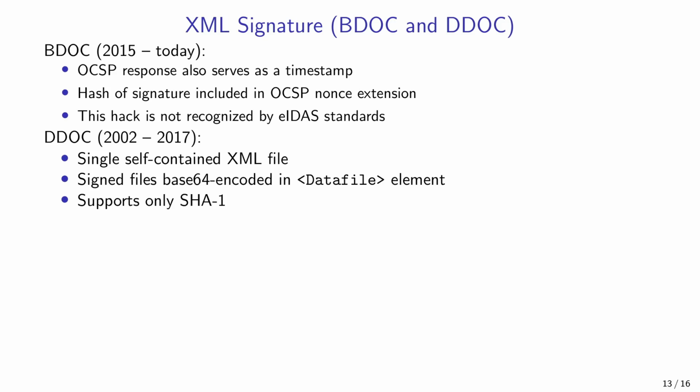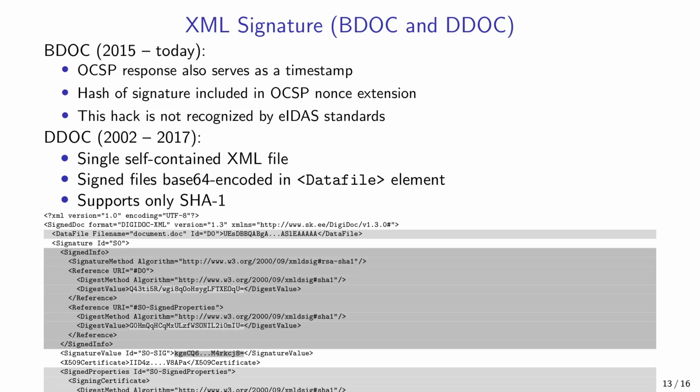Just to note, the same as for BDOC, the DDOC format does not have a separate timestamp. The OCSP response serves as a timestamp. Here you can see an example of a DDOC file. So the signed document is base64 encoded and embedded here in the data file element. Loading such a blob in an XML parser may require a lot of random access memory, so there are some size limits on the files you can sign using DDOC.